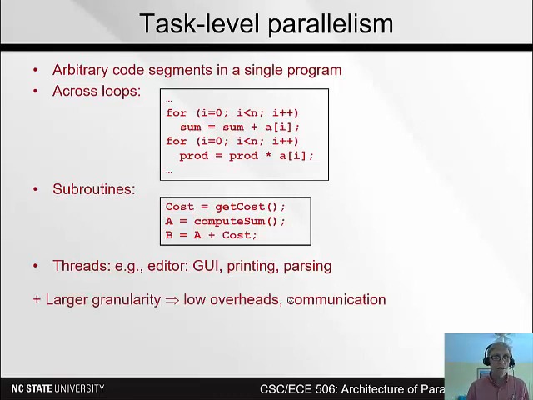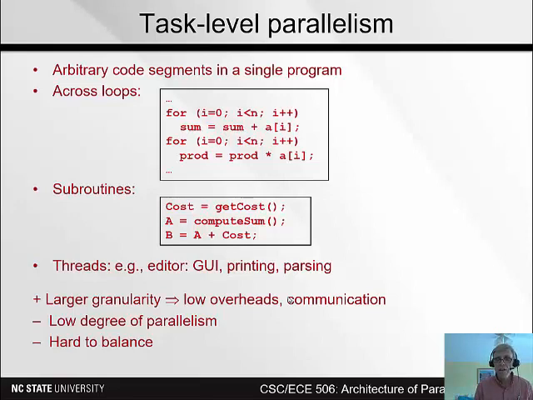So what's the advantage of this? You get larger granularity to your parallel items, which means lower communication overheads, but you don't get that much parallelism, and it's also hard to balance. Where we saw the sum and product loop, depending upon your architecture, they may take similar amounts of time. But if you've got the different subroutines executing on different processors, there's no particular reason that you should believe that they're going to take the same amount of time.